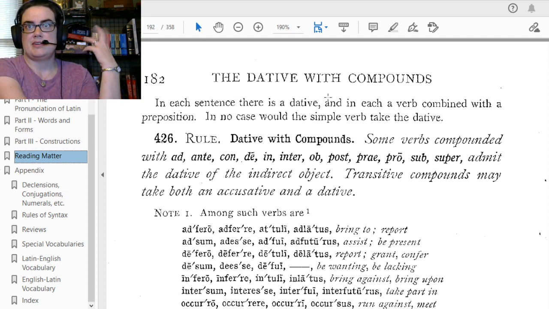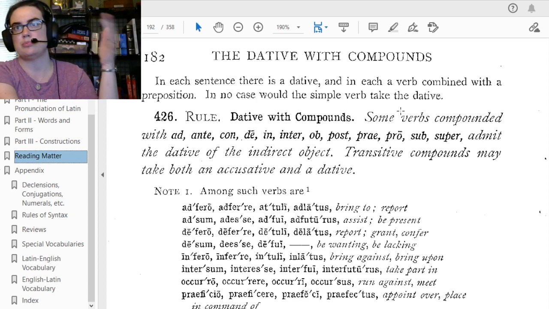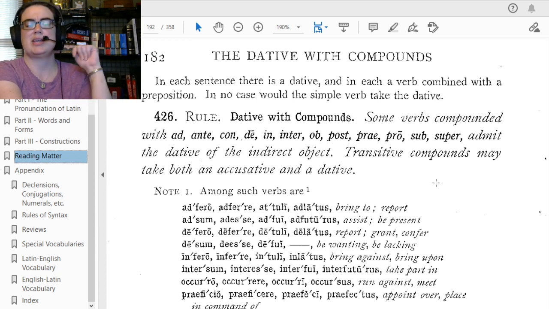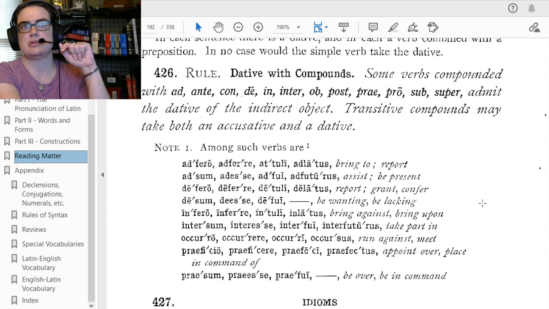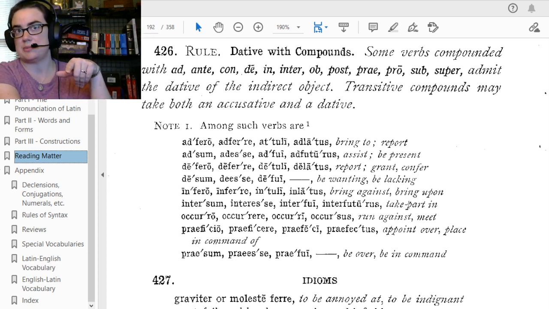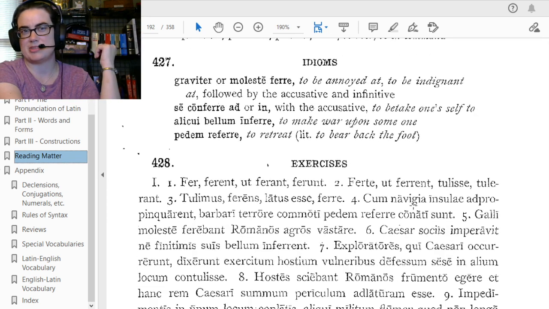In each sentence, there's a dative and each verb combined with a preposition. In no case would the simple verb take the dative. So the rule: some verbs, when compounded with ad, ante, con, de, in, inter, ob, post, prae, pro, sub, or super, use the dative of indirect object, but frequently it sounds like a direct object. The transitive compounds may take both an accusative and a dative. To bring something to, to report to, that makes sense. Intersum, to take part in, you would think it would be an ablative, but no, it's a compound verb, so we're using a dative anyway. It's a little fuzzy why the Romans decided to do that, but they did.